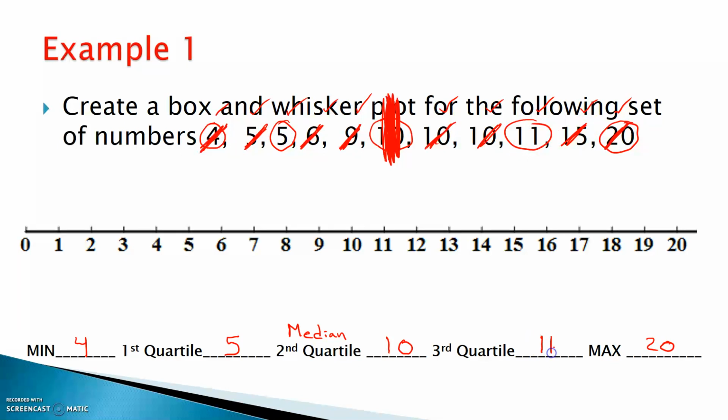What I want you guys to do is notice my data ranges from 4 all the way up to 20. So it's nice if you can go 1, 2, 3, 4, 5, 6, 7, all the way up to 20. That's not too bad, right? That number line, you kind of have to gauge yourself.